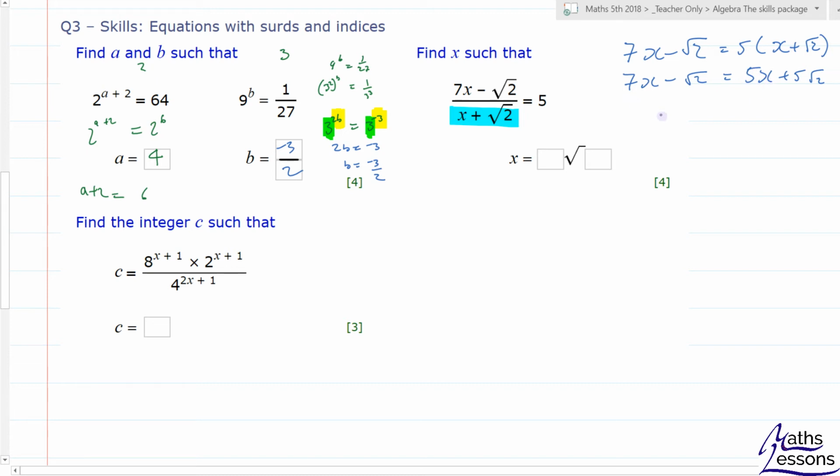So take away 5x from both sides. So we get 2x on the left side. Add the square root of 2. Actually, I'm going to leave the square root of 2. Minus square root of 2. And if I take the 5x here, I'm left with the 5 square root of 2. I just didn't want to do too much in one go. We're just taking the 5x from both sides.